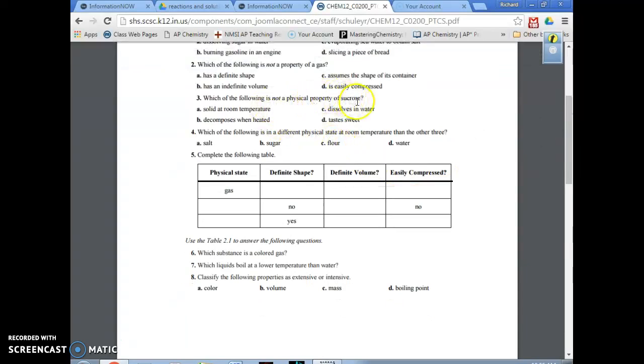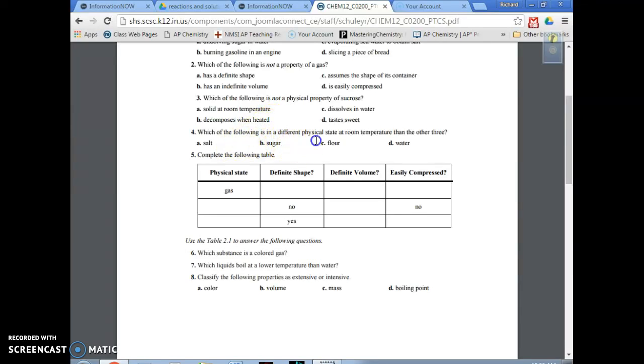Which is not a physical property of sucrose? So anything that's chemical here would be not physical, obviously. So decomposing when heated, because it turns into something else. You guys did that lab, and you got the black stuff, and that black stuff is definitely not sugar anymore. Actually, it's carbon, it's charcoal.